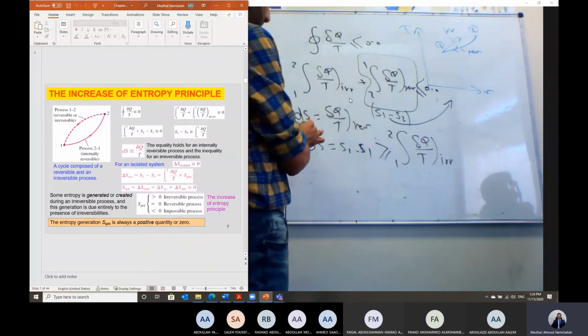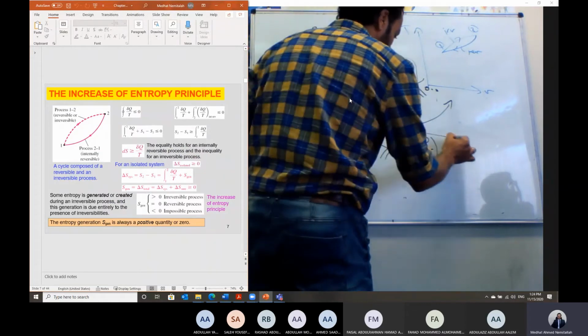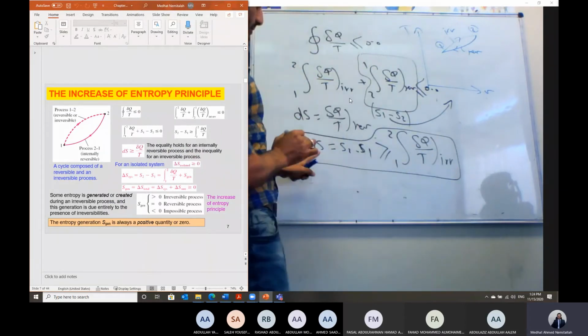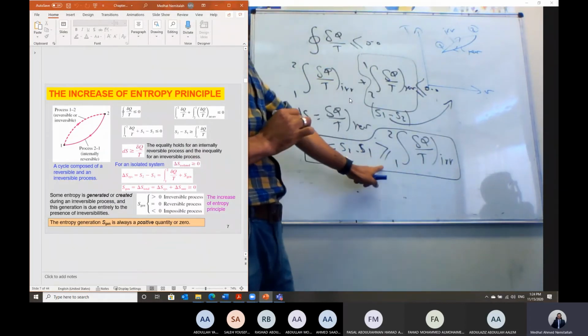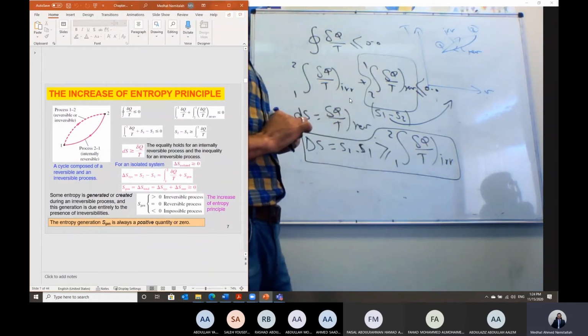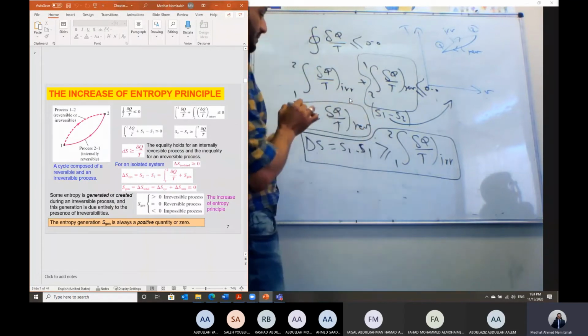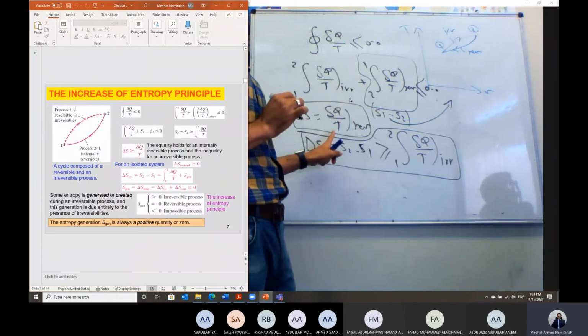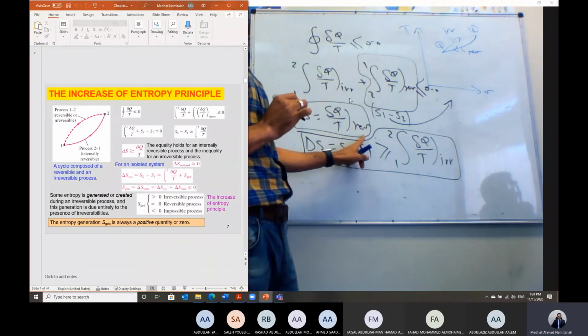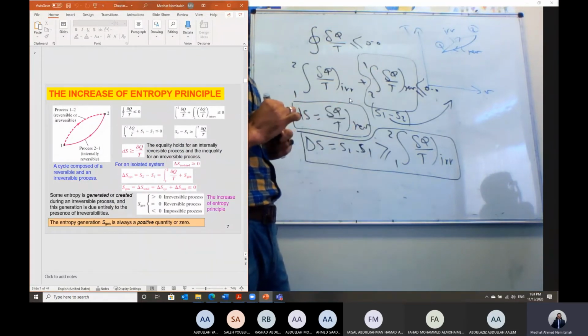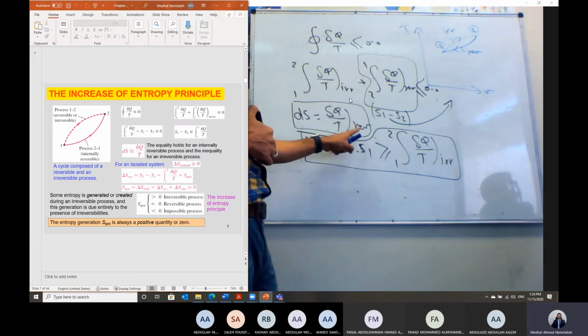So delta S for the irreversible process is greater than or equal to delta Q over T, if the process is irreversible. And by definition of entropy, delta S is equal to delta Q over T for the process when the process is what? Is reversible. So again, if the process is reversible, delta S will equal delta Q over T.